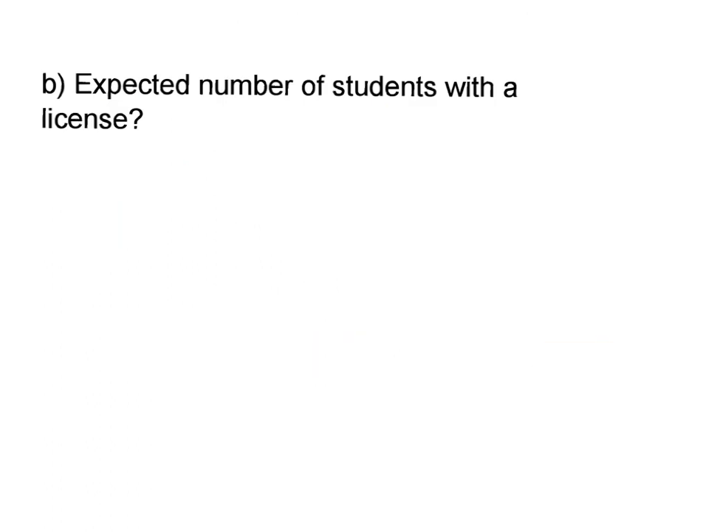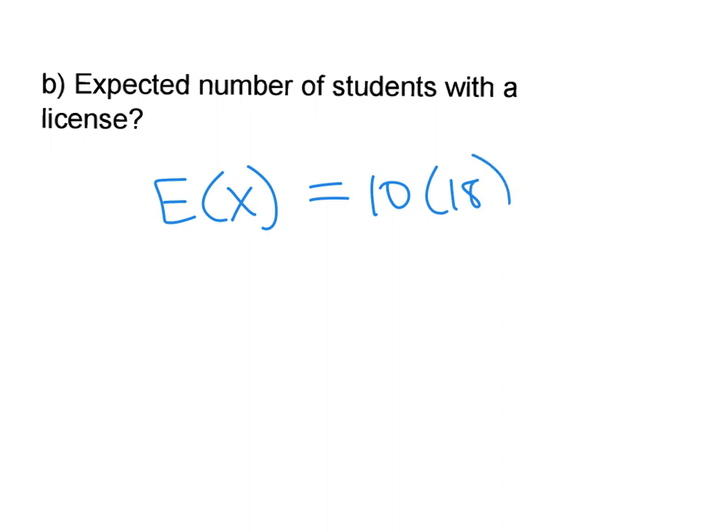And last but not least, expected number of students with a driver's license. We're going to use our expected value formula, which is RA over N. So we're going to do 10 times 18 over 30, and we would get 6. So you would expect that 6 of the students that you randomly picked would have their driver's license. And that is hypergeometric.